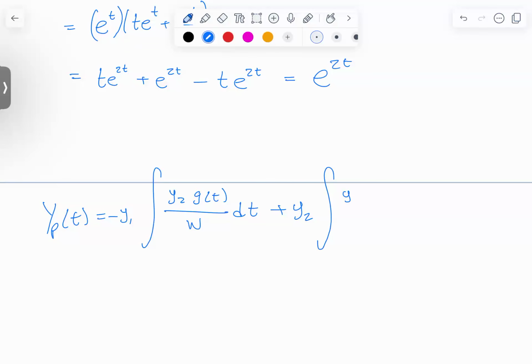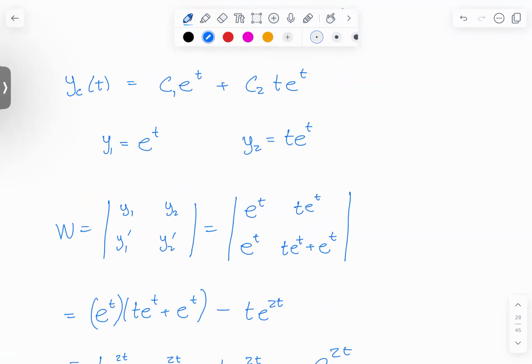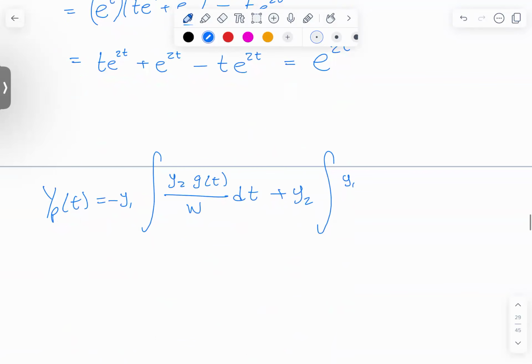Does it ever matter which function gets the negative? The negative y1. Does it matter if you pick y1 or y2? No, because if I switched the order of these, then the Wronskian would end up negative. But as long as you're consistent, as soon as you pick y1 and y2, then the equation is negative y1, positive y2, because this can actually expand to y3, y4, etc.